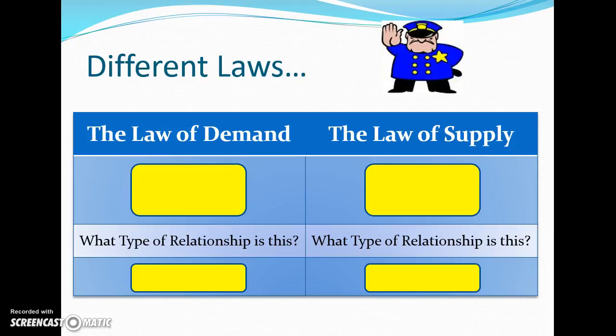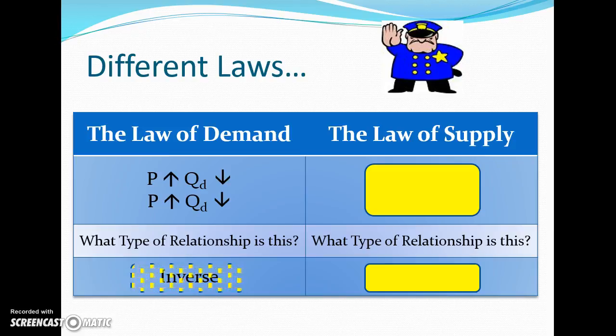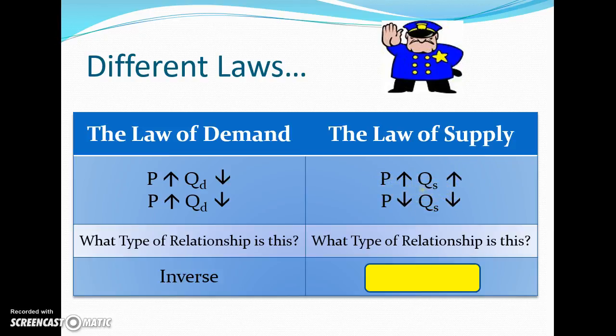So the law of demand and the law of supply, they're kind of similar, but this is the major difference here. In the law of demand, as price increases, the quantity demanded decreases. As price decreases, the quantity demanded increases. This is an inverse relationship. When we move on to the law of supply, and this is what you're going to have to keep straight, as price increases, the quantity supplied also increases. As the price decreases, quantity supplied also decreases.